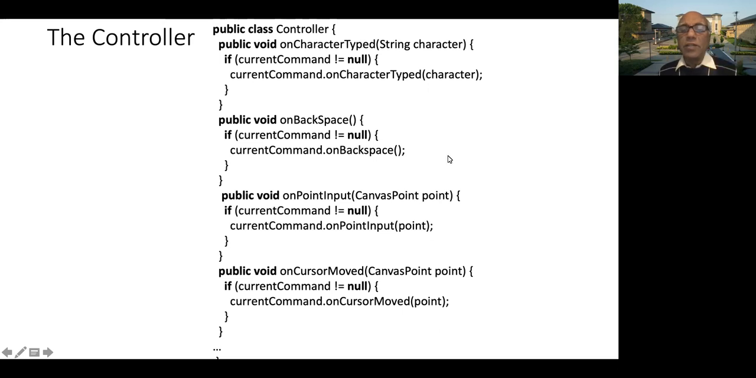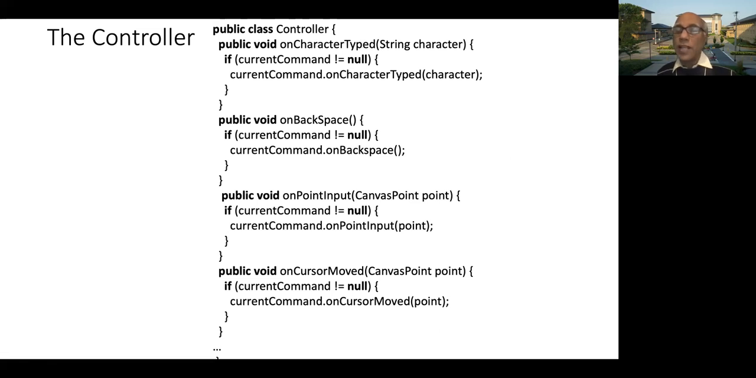Similarly here, we have on point input. That is when a mouse is clicked, we store that information in a point object. Actually, we create a custom class called canvas point so that we don't have any technology related classes in the controller. We have this canvas point that would be created by the graphical user interface, and the current command is told that a point has been specified.